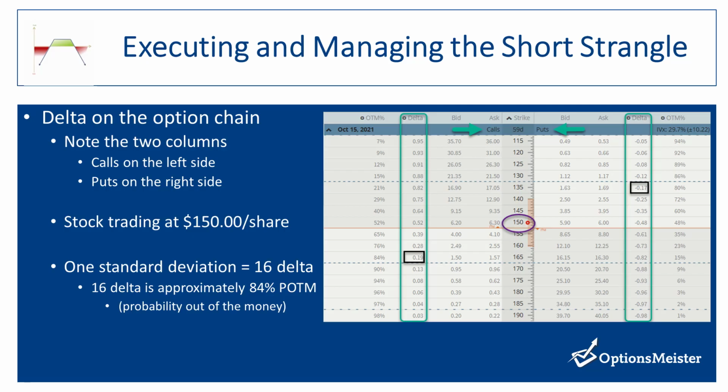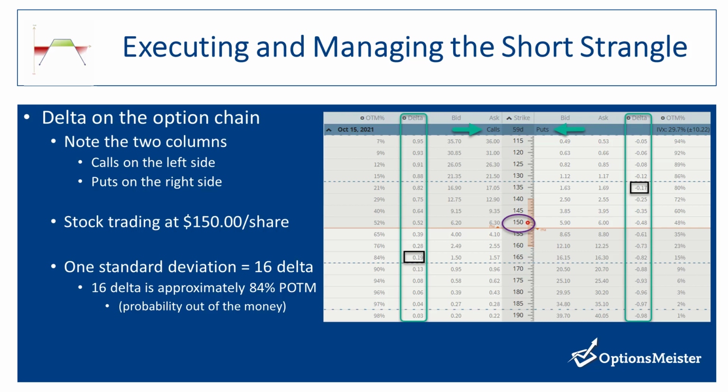This slide will familiarize you with the option chain and specifically delta on the option chain. The calls are on the left side, and the puts are on the right side. I highlighted the delta column for both the calls and the puts with a green rectangle. In this example, let's assume the price of the underlying financial instrument is $150 per share. What I illustrate on the slide is basically a 1 standard deviation strangle.